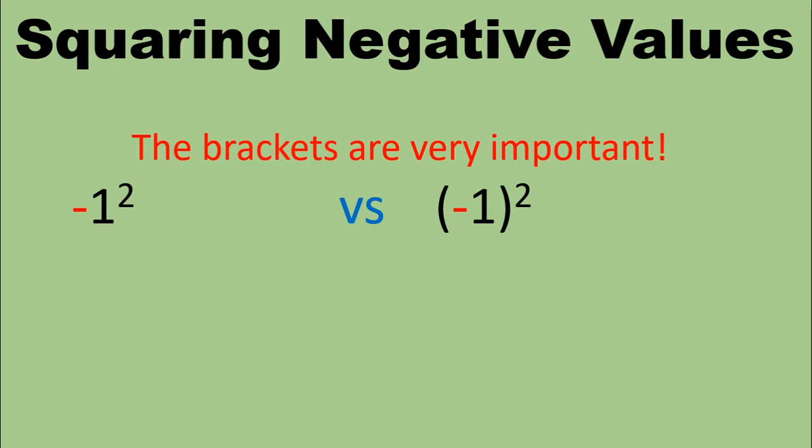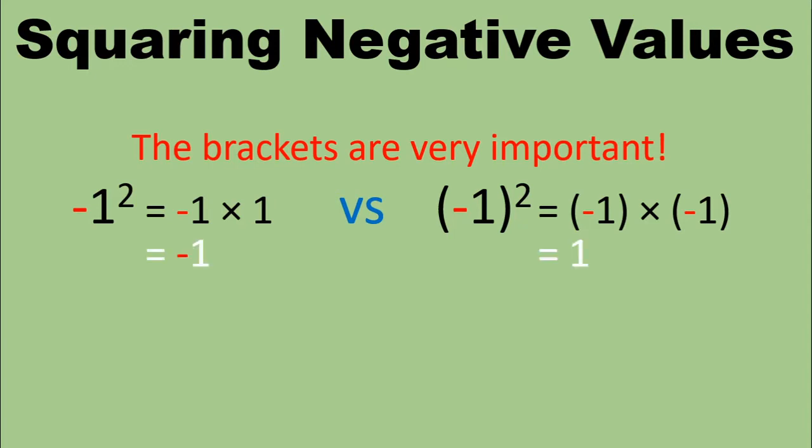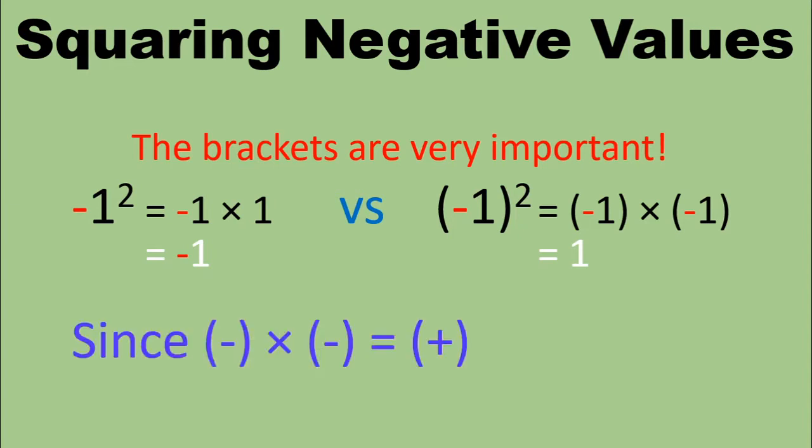-1 squared has got a power of 2, which is only affecting the 1, not the negative sign. Whereas when I square -1, which is in brackets, that power of 2 is affecting both the negative sign and the 1. Do you note the difference yet? -1 times 1, the value won't change, it'll still be -1. However, -1 times -1 will be +1. You should remember that from when we were multiplying integers. We know that a negative multiplied by a negative will give a positive.